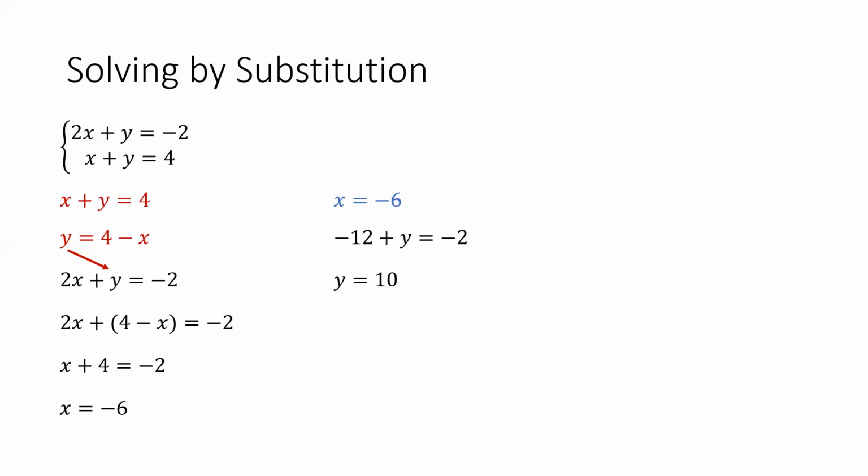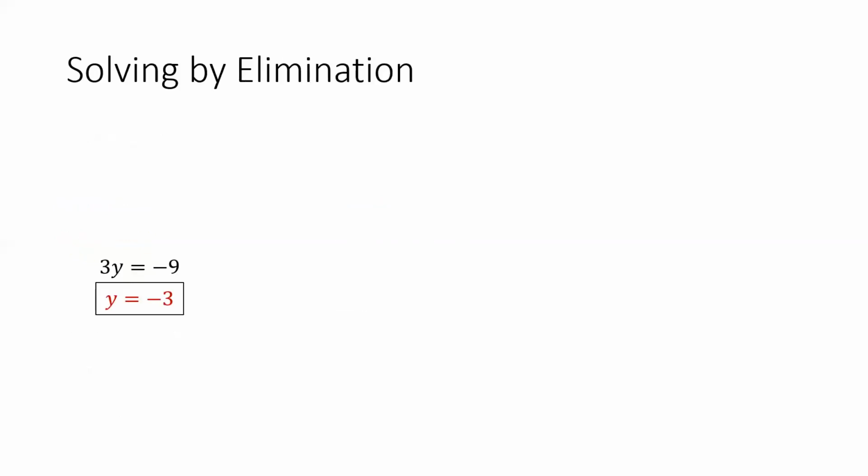So 2 times -6 gets me -12. And then I add the 12 over and I find y is equal to 10. And then to write it as a point, I get -6, 10. I don't know why I picked the hard thing to do when I was making these slides.